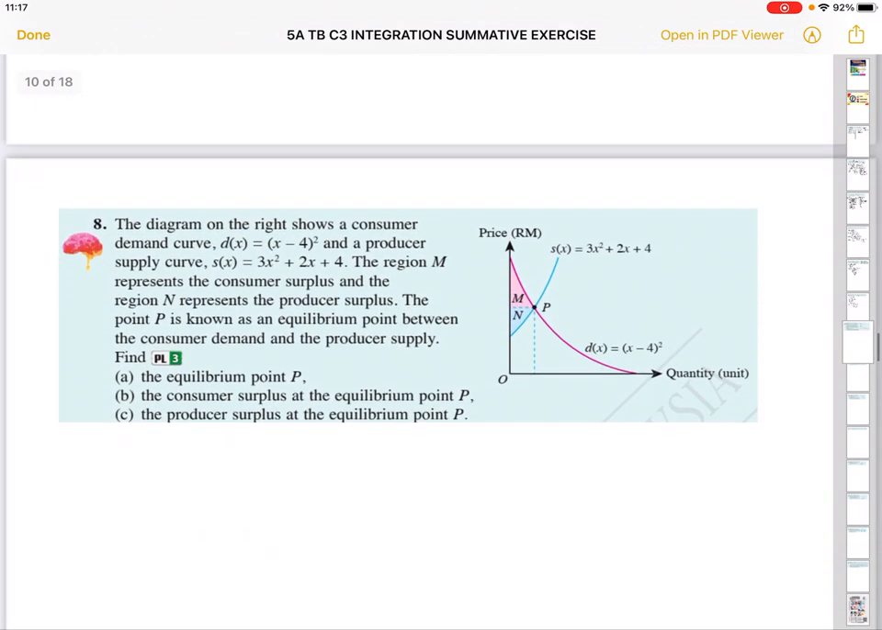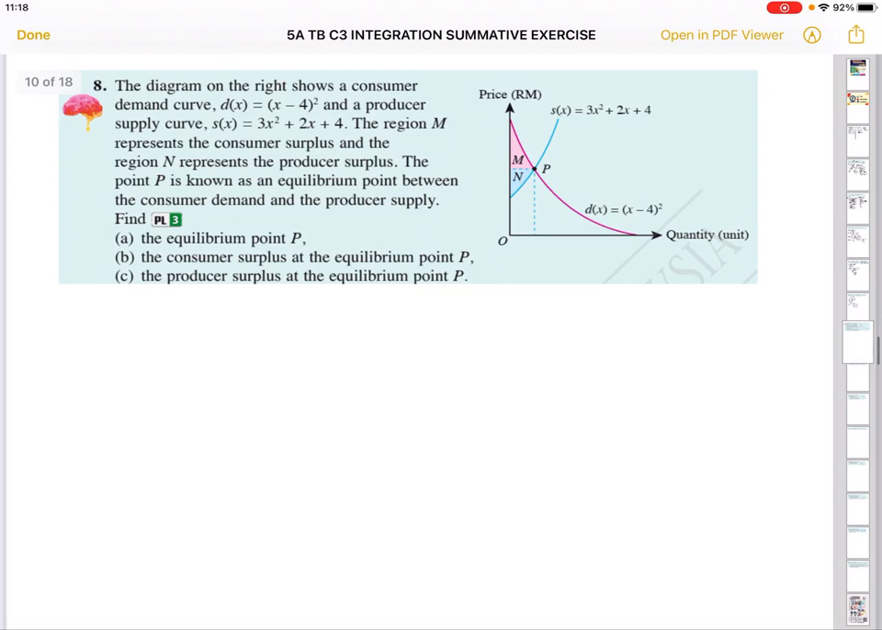Okay, so yes, the diagram on the right shows a consumer demand curve, D(x), and a producer supply curve, demand and supply for economics. Region M represents consumer surplus and region N represents producer surplus. Find the equilibrium point.